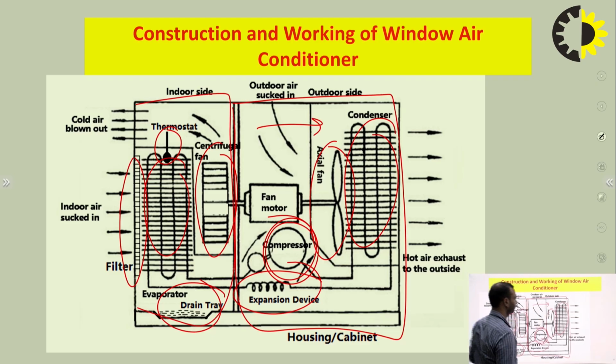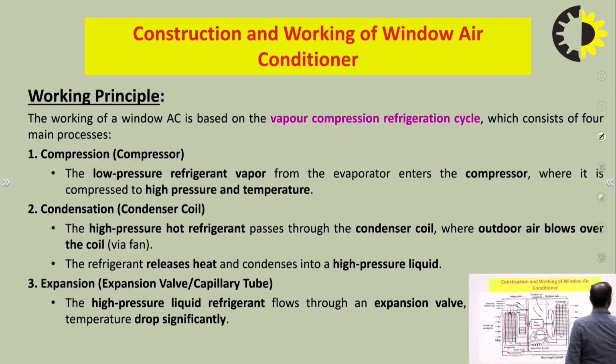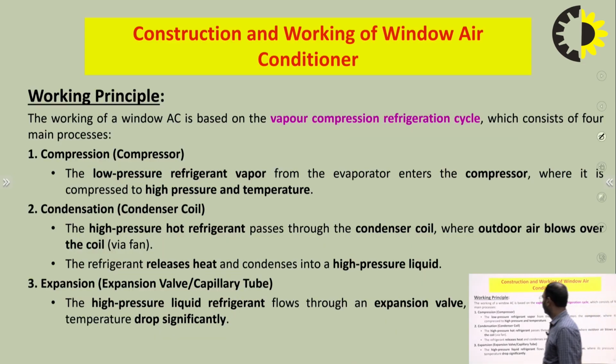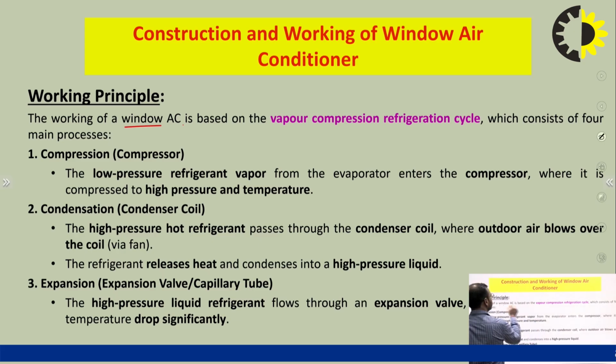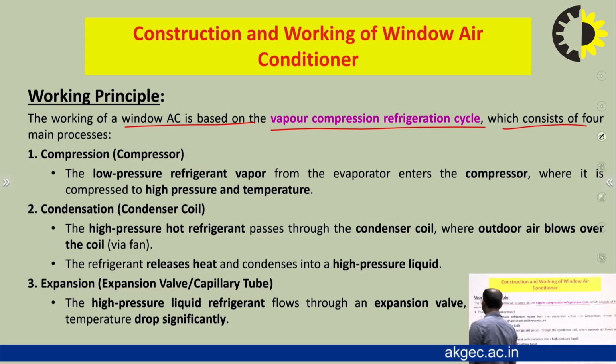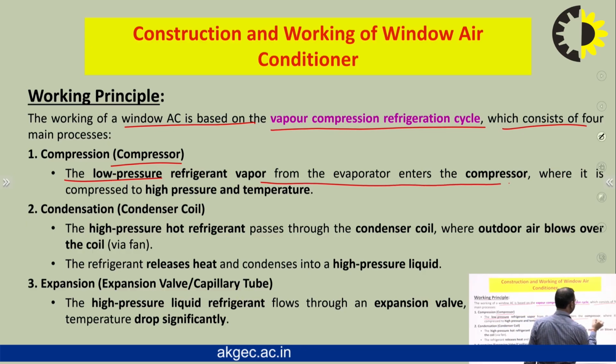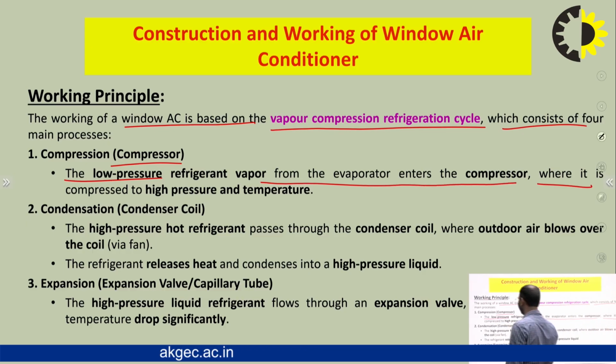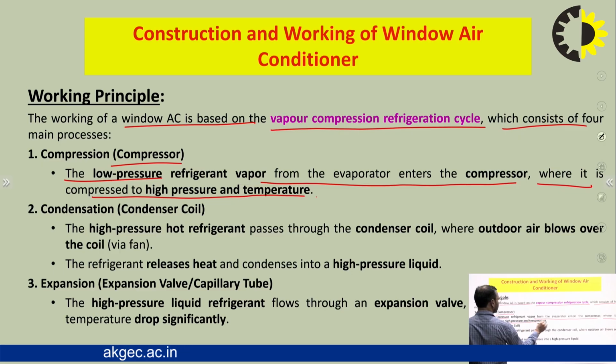Okay. What is the working? Basically the working of a window AC is based on the vapor compression refrigeration cycle, which consists of 4 main processes. The process 1 is compression. In the compressor, the low pressure refrigerant vapor from the evaporator enters the compressor, where it is compressed to a high pressure and temperature. Then it goes into the condenser coil.